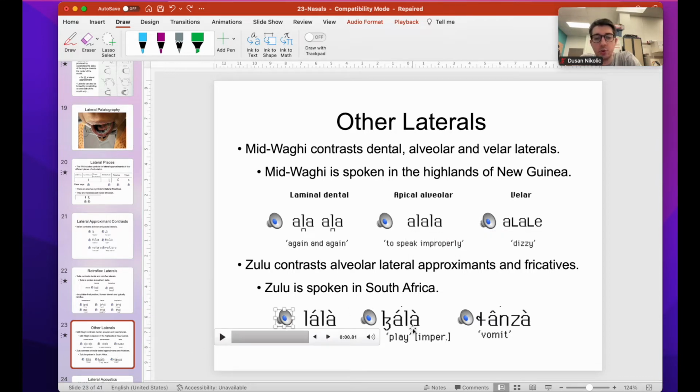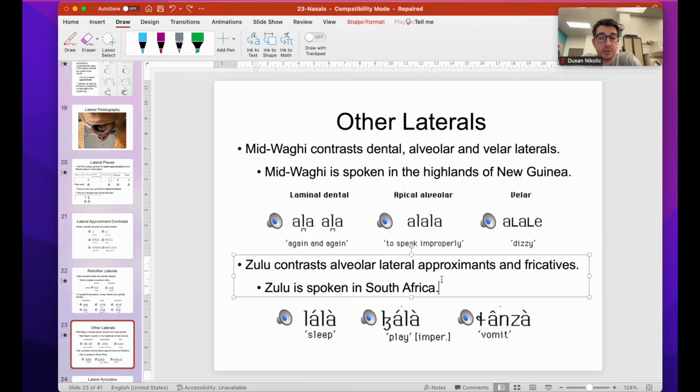Lala. In Zulu, we have lala, and we have fricatives. Lala, danza, right? So Zulu has, in contrast, alveolar lateral approximants and fricatives.